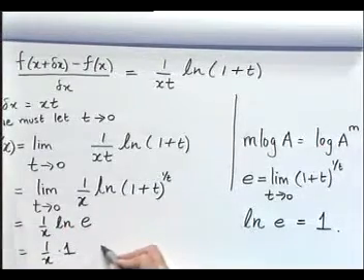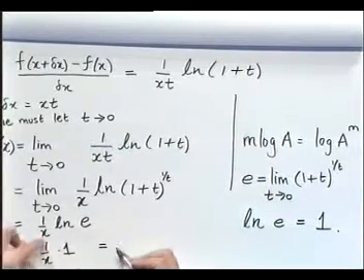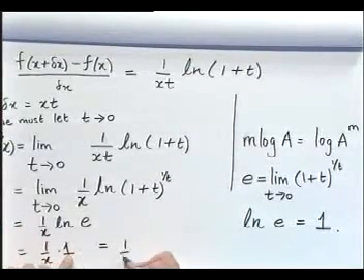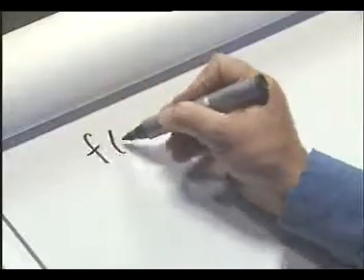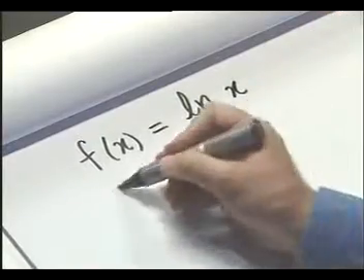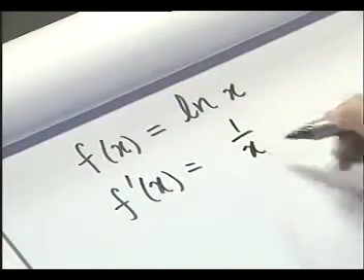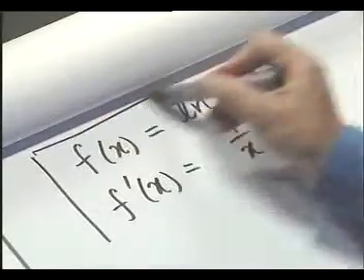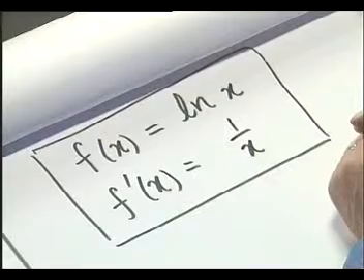In other words, we've deduced that the derivative f dashed of x is simply 1 over x, or 1 over x. That's a very important result. Let me summarize it for you. We're saying that if f of x is the natural logarithm of x, then f dashed of x, the derivative, is simply 1 over x. And we've proved that using differentiation from first principles.